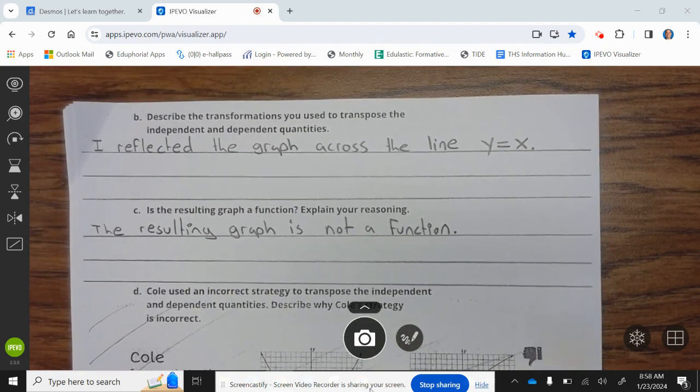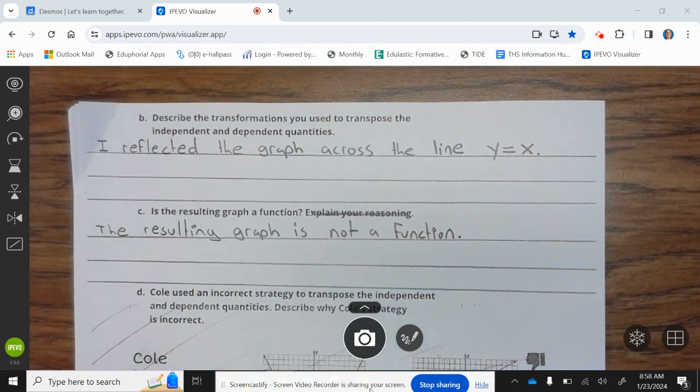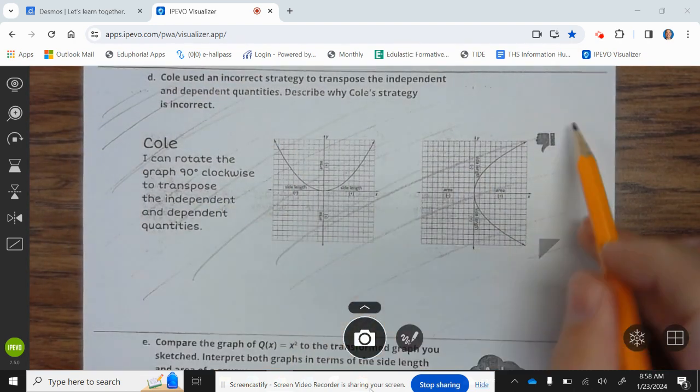B. Describe the transformation used to transpose the independent and dependent quantities. I reflected the graph across the line y equals x. C. Is the resulting graph a function? The resulting graph is not a function. Go ahead and mark that out.